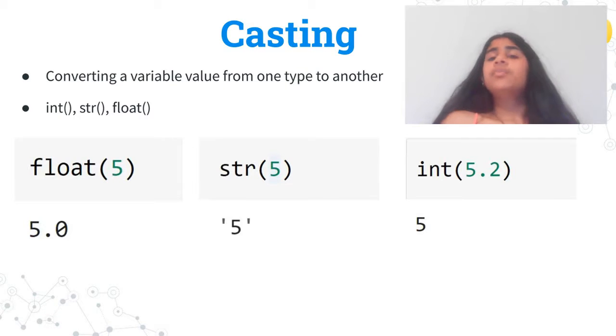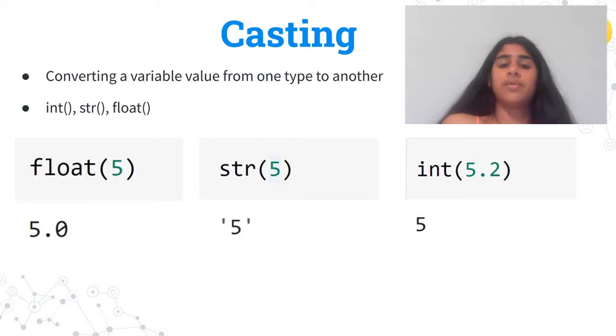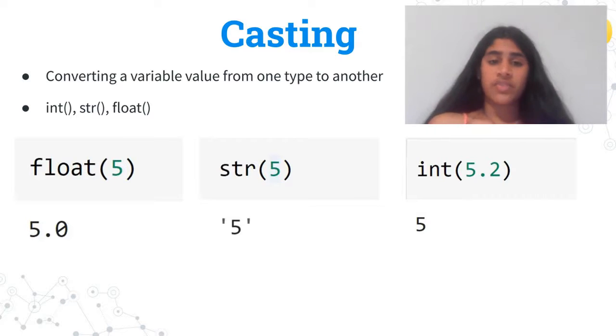Okay, the next thing we're going to learn is casting. Casting is converting a variable value from one type to another. It's a very simple concept if you get to learn about it properly. So we have int, str, and float, which are integers, words, and decimals. So let's say we want to make 5, which is an integer, into a float. We would do float 5, and it would make it 5.0 because float can take decimals.